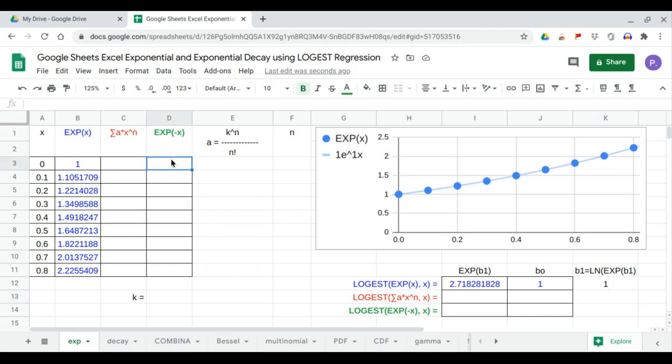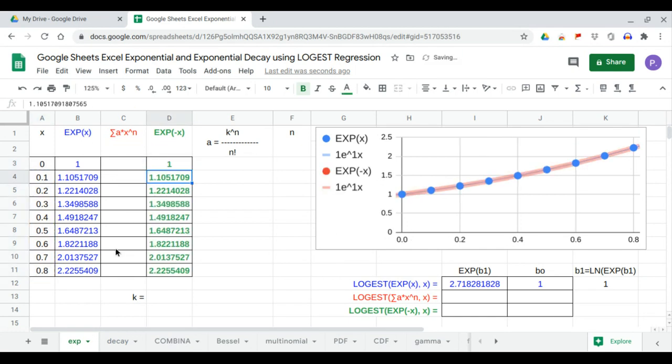Next, we generate the decay function. So it is equal to array formula, exponent of the x values, enter, and we factor in the negative sign. So here's the trend line. So we have b0 equals 1, and b1 is negative 1.